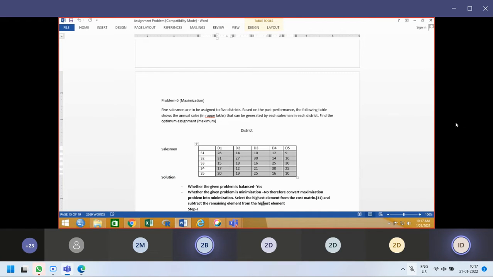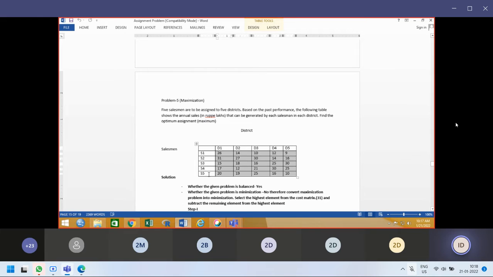If you look at the cost matrix, what is the highest? 31. 31 is the highest. From the entire cost matrix, we have to select the highest element, that is 31, and subtract all the remaining elements from the highest element. Very easy step to convert into a minimization problem. Select the highest element and subtract all other elements from that highest element.